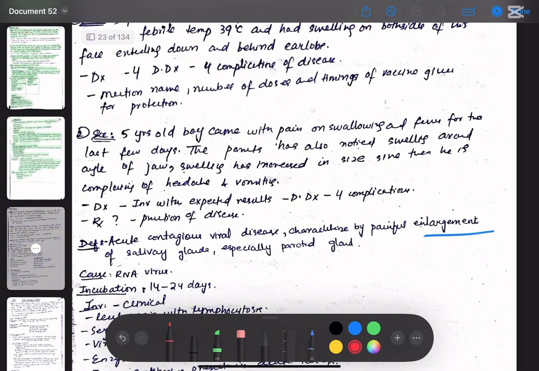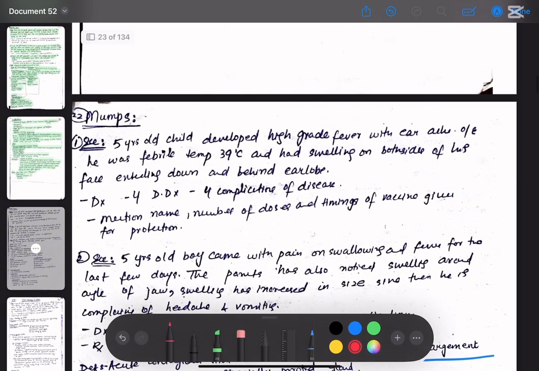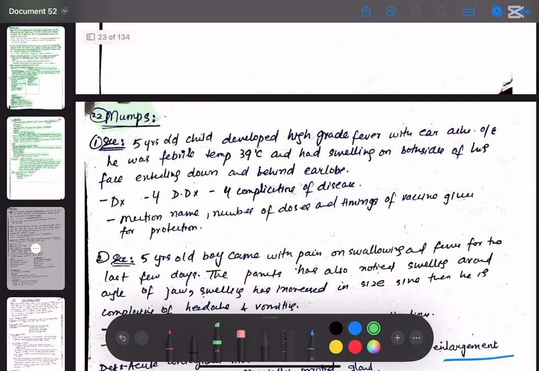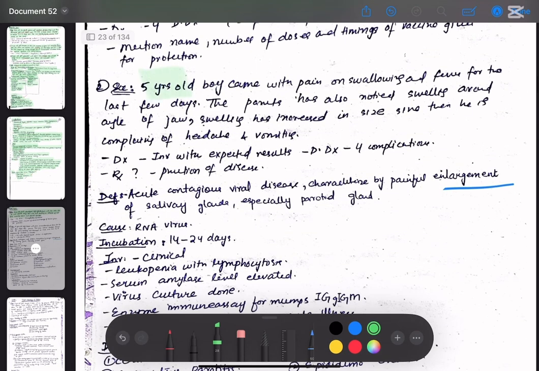Okay, now coming to the next topic, that is mumps. We have a scenario of a 5 years old child who developed high grade fever with earache. On examination, he was febrile, temperature 39 degrees C, and had swelling on both sides of his face, extended down and behind the earlobe. Another scenario is a 5 years old boy who came with complaints of swelling and fever for the last few days. The parents also noticed swelling around the angle of jaw. Swelling has increased in size since then. He is complaining of headache and vomiting.